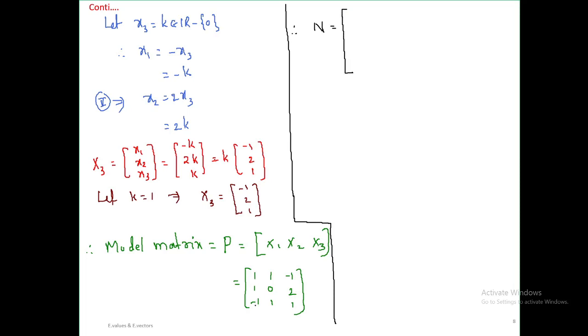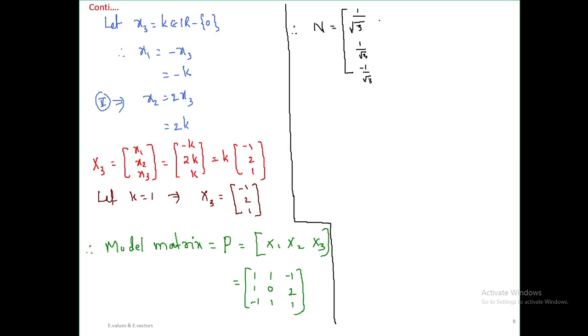So what is normalizing this column vector? 1, 1, minus 1. We have to divide it with its length, right? What is the length? 1 square plus 1 square plus minus 1 whole square is nothing but root 3. Okay, 1 by root 3, next 1 by root 3. We are dividing each component with its length, minus 1 by root 3.